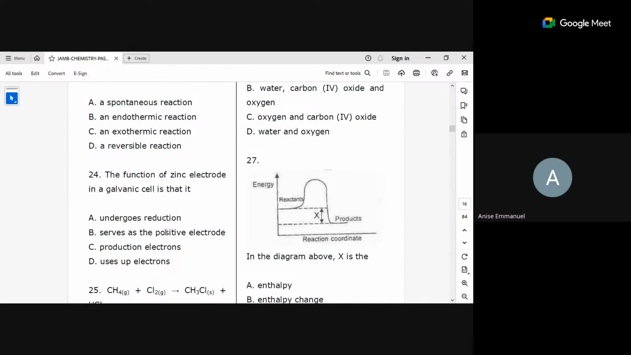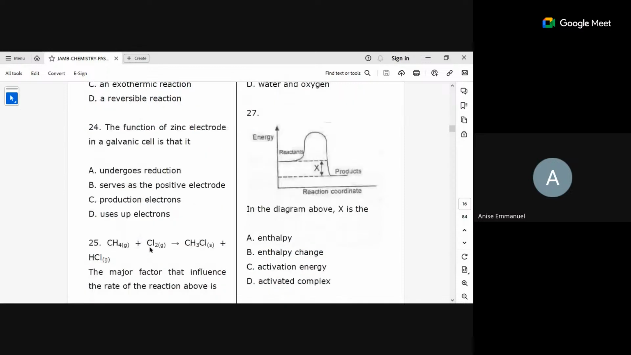it serves as a positive electrode or production of electron? Zinc electrode will produce electron. The best answer here should be production of electron. So number 25.